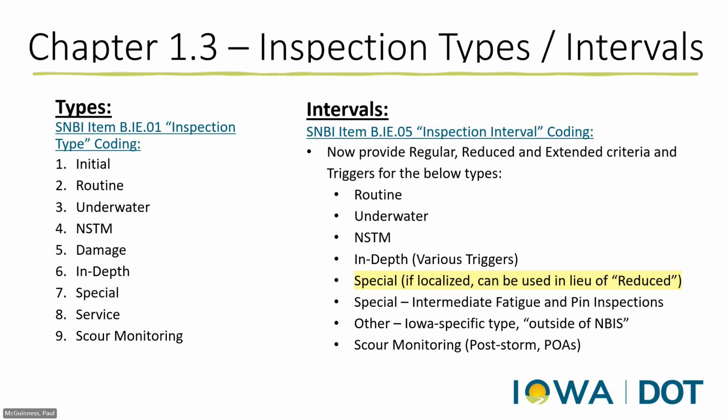Routine inspections, these are the most common type. These are the bread and butter inspections for the typical types of bridges throughout the state. The interval for these is not to exceed 24 months. They can be reduced for poor conditions. Underwater inspections are for the inspection of underwater bridge components. They've got to be in at least 2 feet of water for it to be considered an underwater inspection.